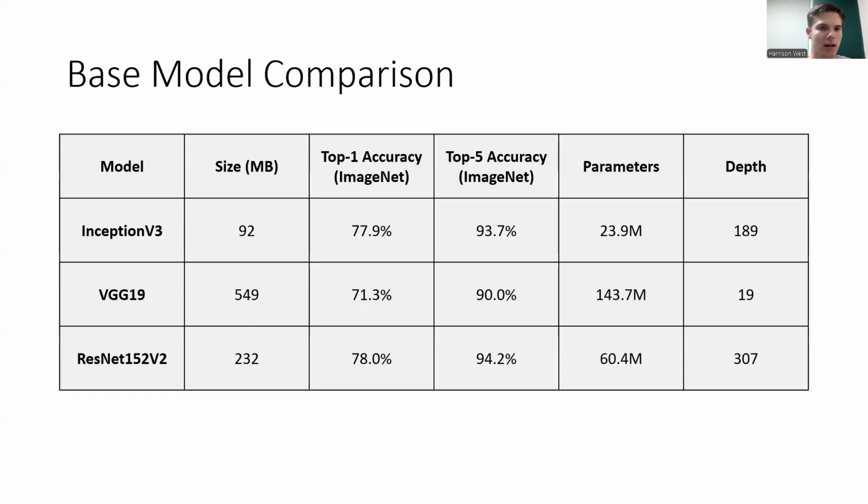So, results. Here's a comparison of the three base models we used: Inception v3, VGG19, and ResNet 152 v2. I'm not really going to go into detail on these stats; you can take a look at them. I couldn't find any discernible trends in how those stats were affecting the results, but here are the results.